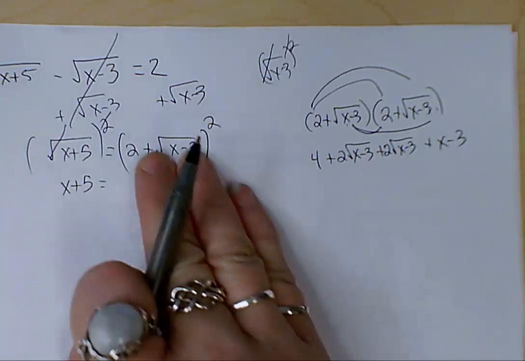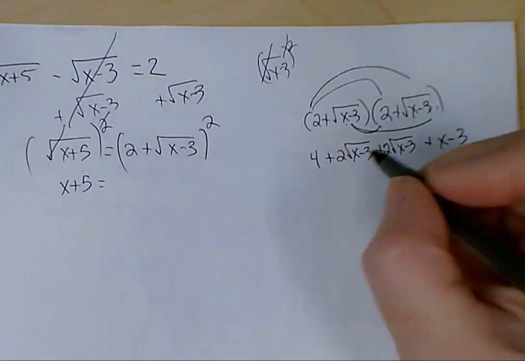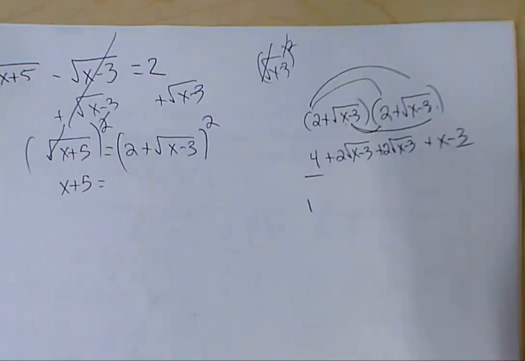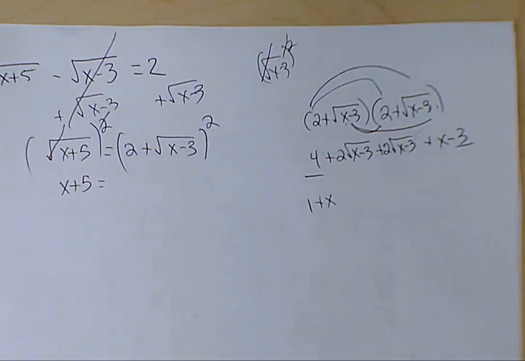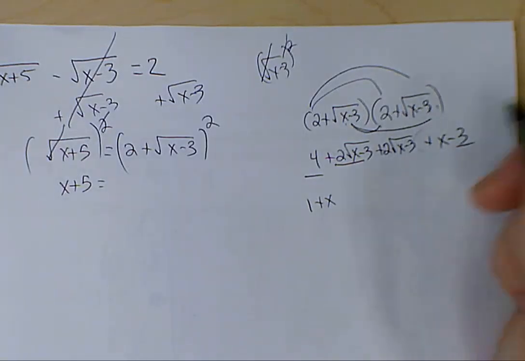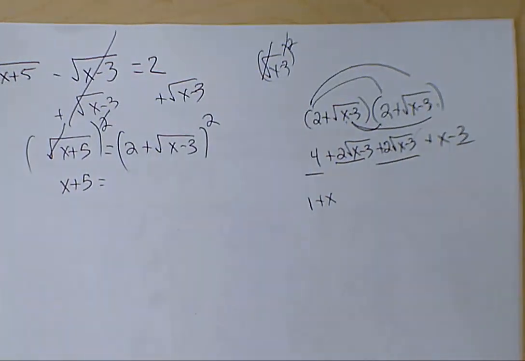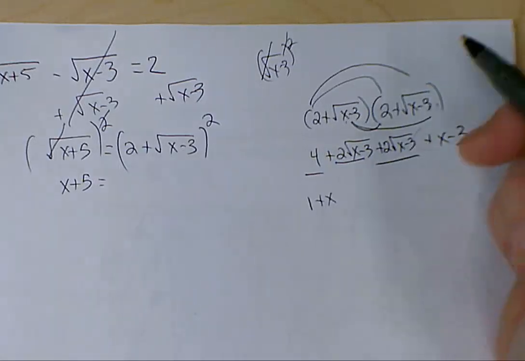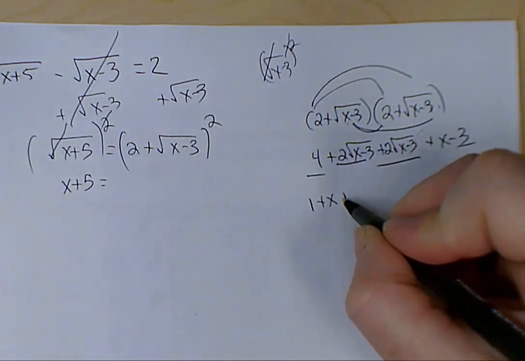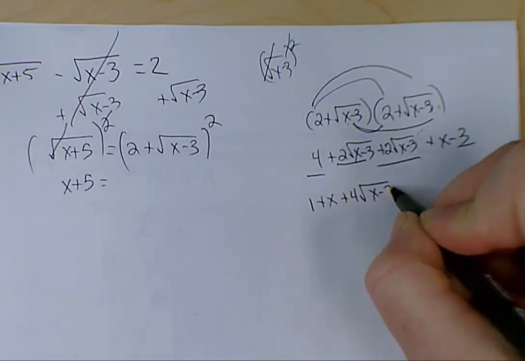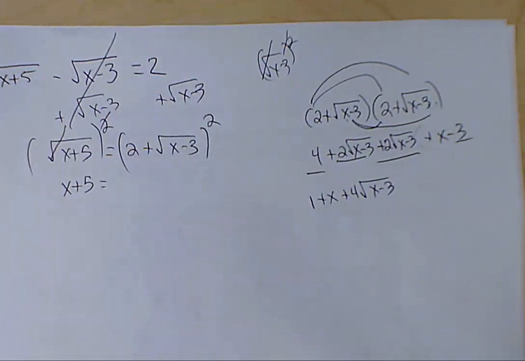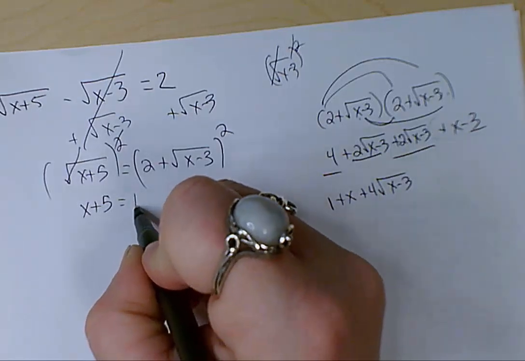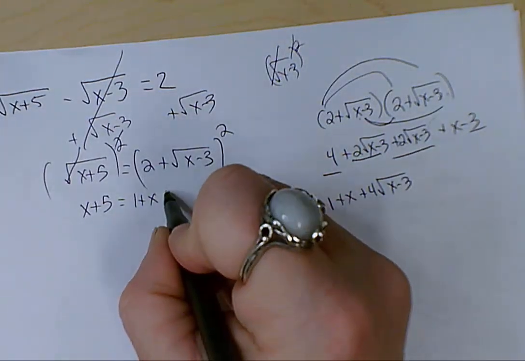Let's clean this up just a tiny bit before throwing it back into our problem here. I have a 4 minus a 3, which is a 1. I have this x that I'm going to go ahead and drop down. 2 square roots of x minus 3 plus 2 square roots of x minus 3. These are like terms. 2 of them plus 2 of them, I now have 4 of them. So this is what it looks like when I simplify that multiplication. I'm going to go ahead and throw that in right over here.